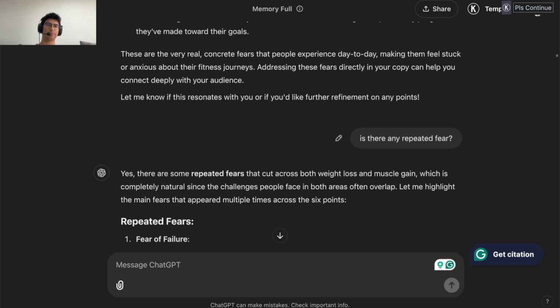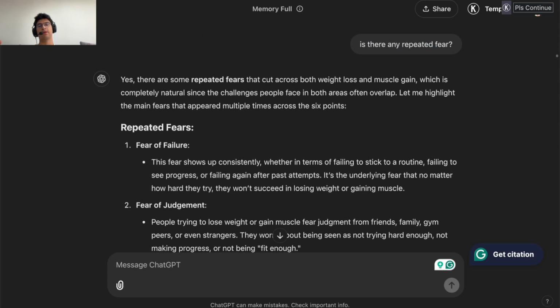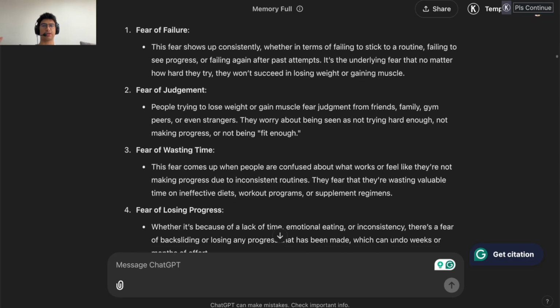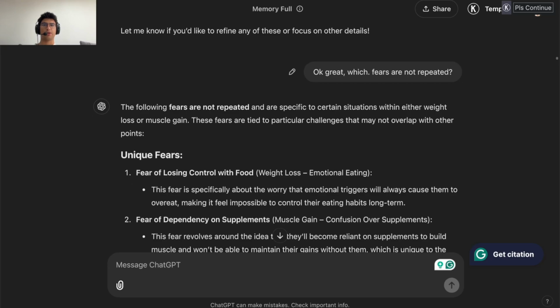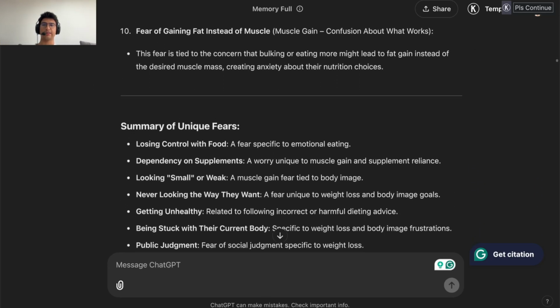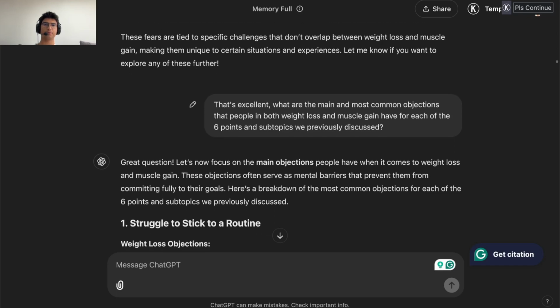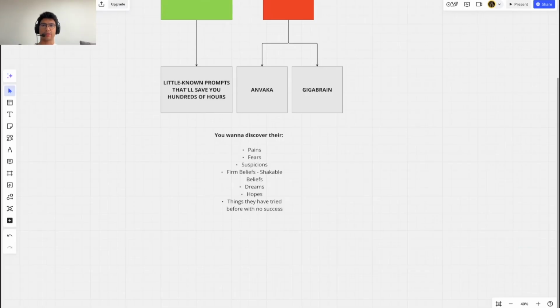So right here I basically put, is there any repeated fear? Because I didn't want to copy and paste the same fear even though it was repeated. So by doing this, I just tell ChatGPT, okay, what are the repeated fears, so I can copy and paste them all, right? So okay, great, which fears are not repeated, and then I put all of this, and then we move on to the objections.